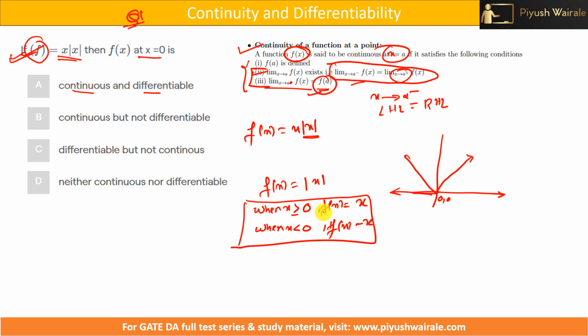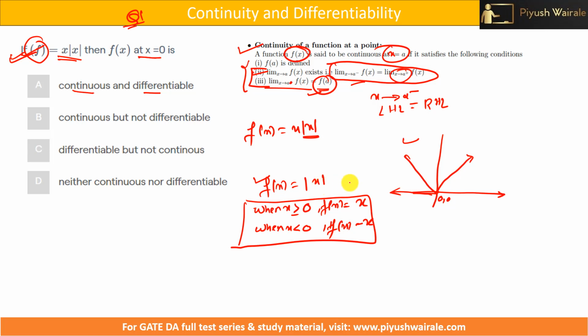When x is greater than or equal to 0, my f of x is positive, that is x. When x is less than 0, my f of x is negative, that is minus x. So this is what the mod function, mod of x, is. Only this concept is required to solve any type of problem. The next question is also based on this, so we are going to apply the same concept there.